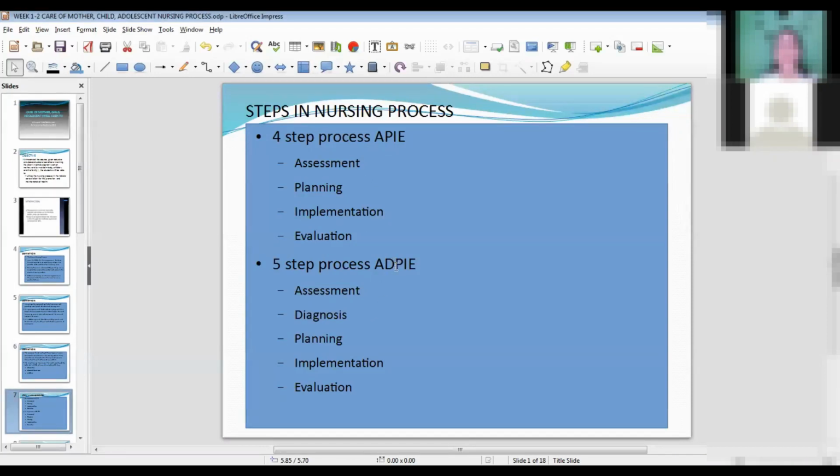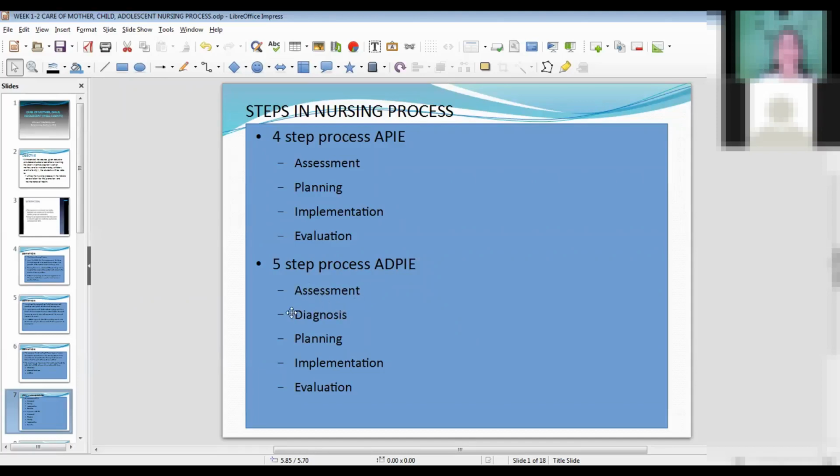And we now call this as ADPIE. So ADPIE, we have again assessment. This is our observation. We have the diagnosis. So this is an additional content in the nursing process. So diagnosis, this is problem identification. Remember yung isa nating definition, problem-solving approach. This is now the time that we are going to identify what really is the problem of our patient based on the cues presented during our assessment.